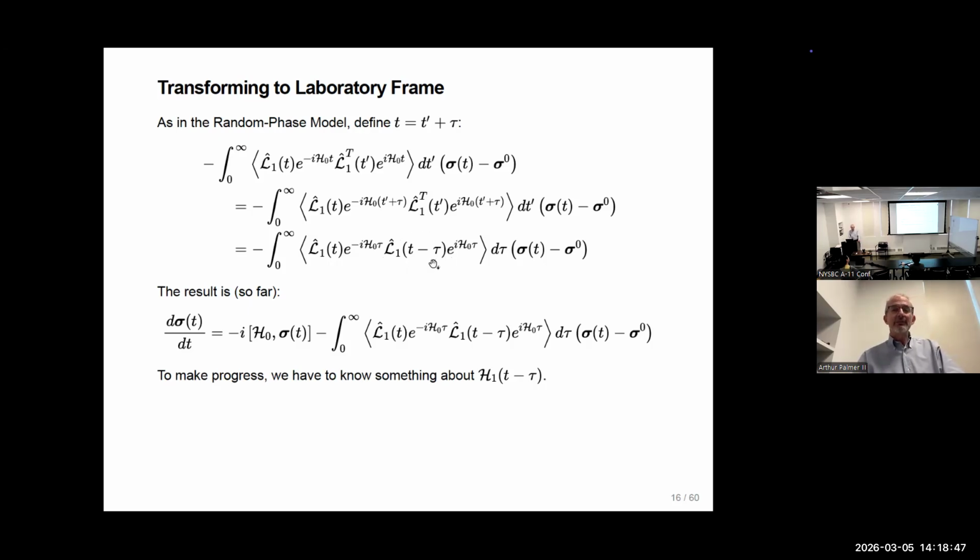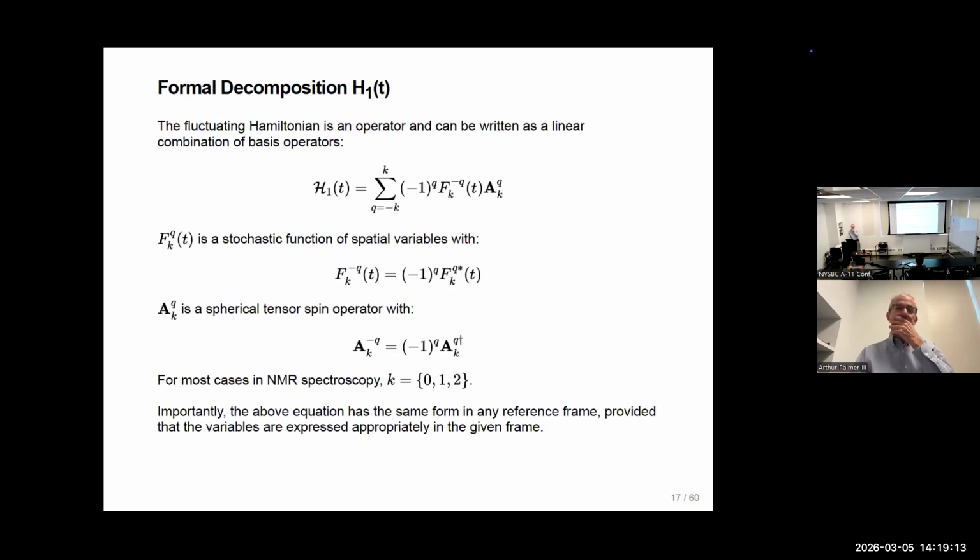So I need to know something about the Hamiltonian here, how the properties of the Hamiltonian depend on tau. And right now, I don't know anything about the time dependence of the Hamiltonian. I've written everything very generally. But now I'm forced to know something to make progress. And here's where the tensor representation comes in.